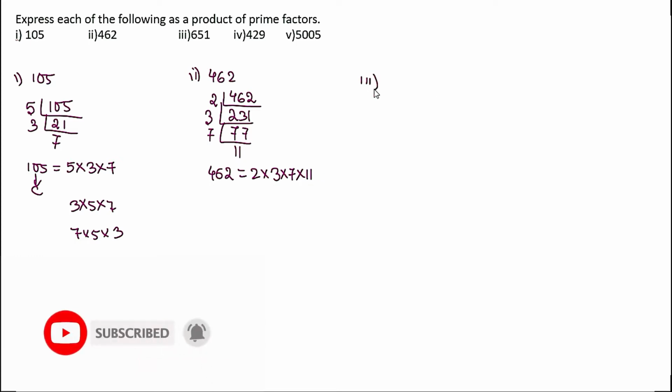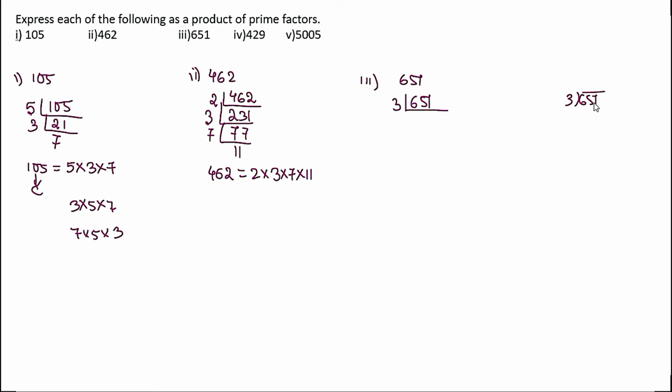The third sum is 651. 651 is a number that is divisible by 3. So let's check. 651 divisible by 3. 3 twos are 6.